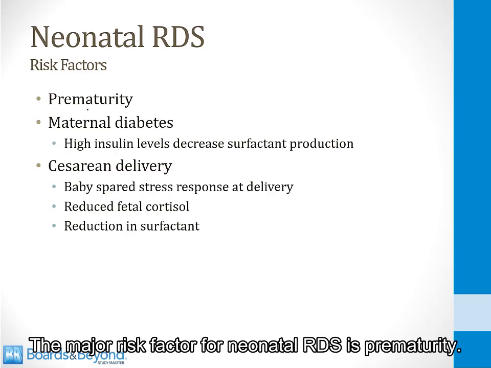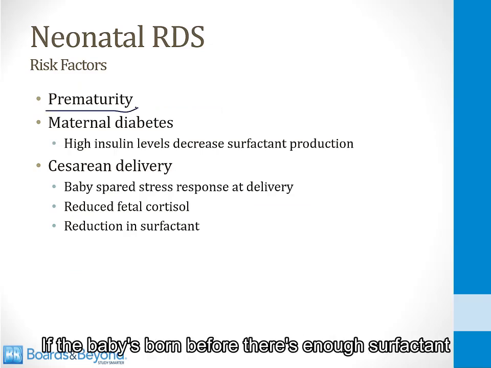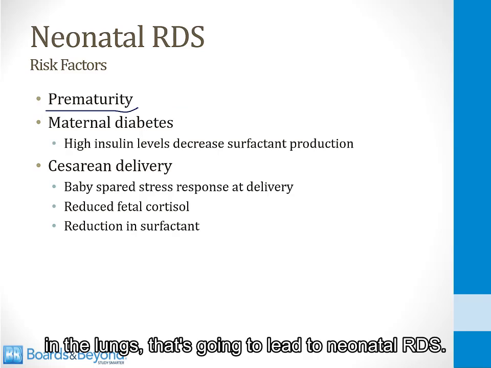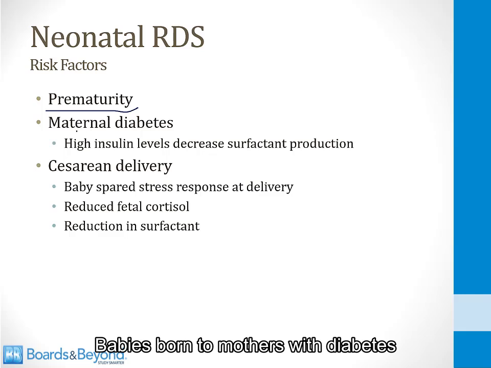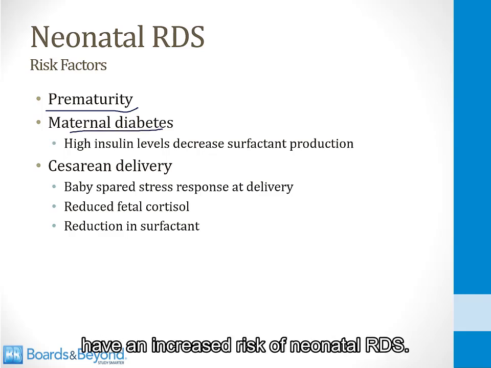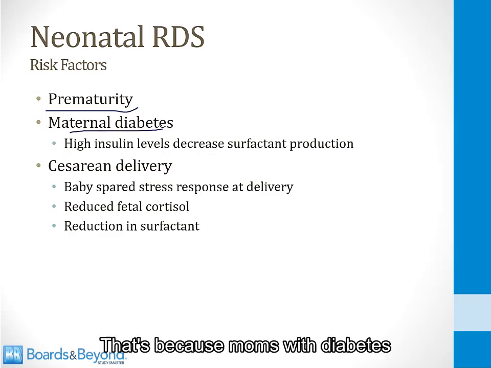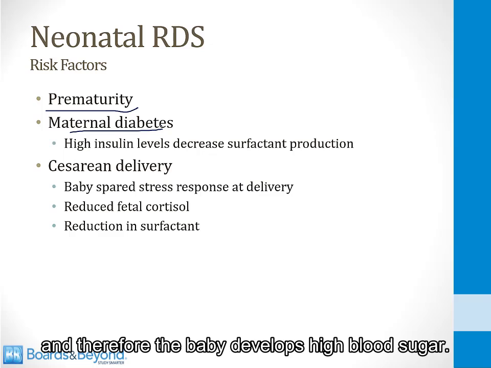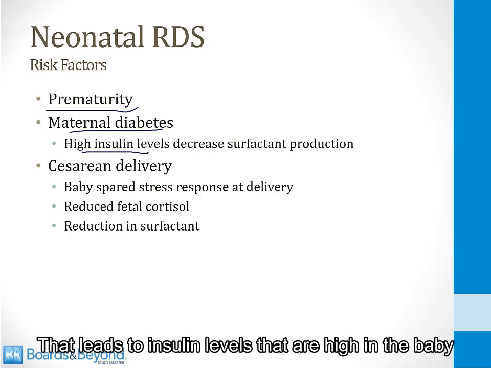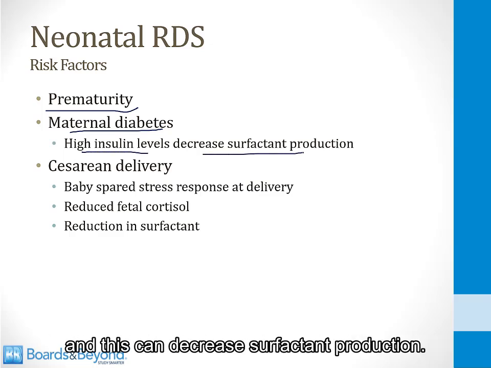The major risk factor for neonatal RDS is prematurity. If the baby's born before there's enough surfactant in the lungs, that's going to lead to neonatal RDS. Babies born to mothers with diabetes have an increased risk of neonatal RDS. That's because moms with diabetes often have high blood sugar, and therefore the baby develops high blood sugar. That leads to insulin levels that are high in the baby, and this can decrease surfactant production.